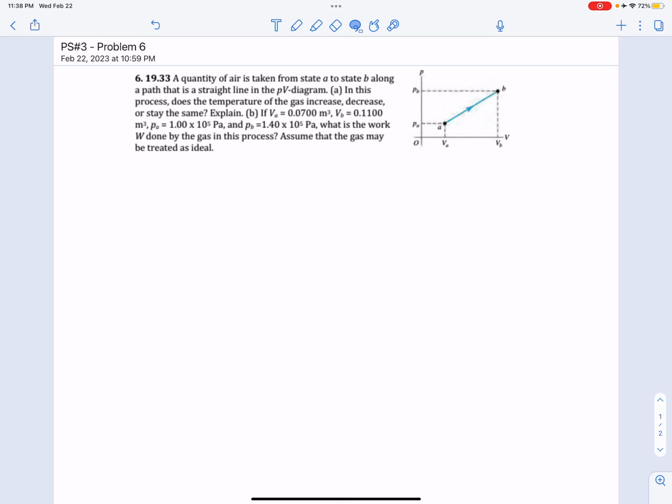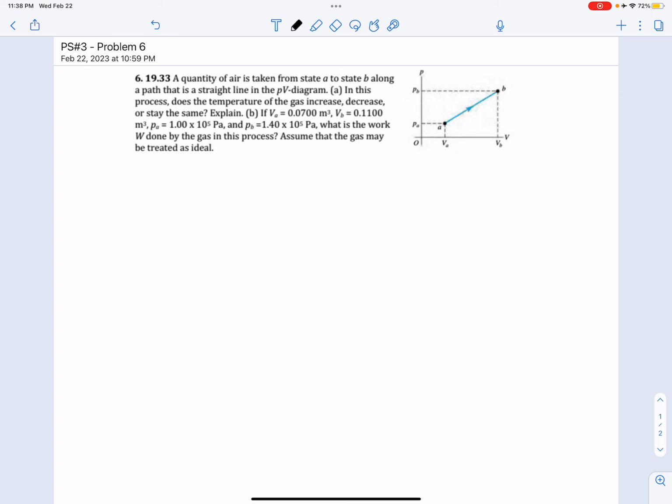This is problem set number 3, problem 6. A quantity of air is taken from state A to state B along a path that is a straight line in the PV diagram. For part A, in this process, does the temperature of the gas increase, decrease, or stay the same? Explain.